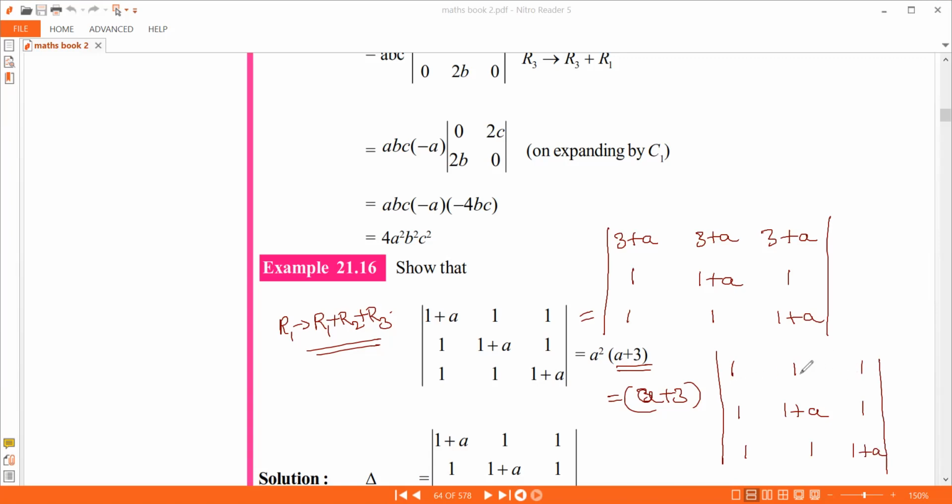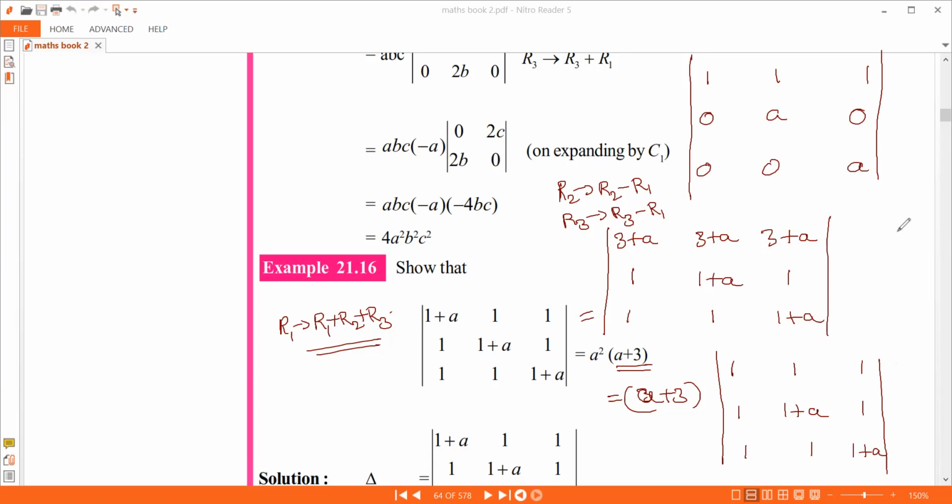So fix the first row. Don't disturb the first row. I'll disturb the second and third. So I do R2 is equal to R2 minus R1 and R3 is equal to R3 minus R1. If I do that, what happens? I have 1 1 1. Now 1 minus 1 I have 0. 1 plus a minus 1 is a, right? 1 minus 1 again 0. Now 0 0, and 1 plus a minus 1 is a again.